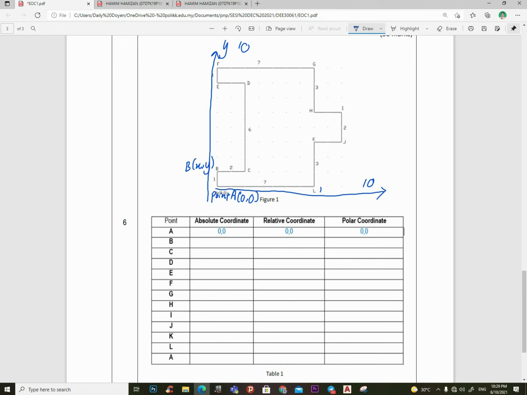Look at the coordinates point. Okay, for B, the value of x is equal to 0 and the value of y is equal to 1. Okay, so the answer will be 0, 1. So you write down the answer.